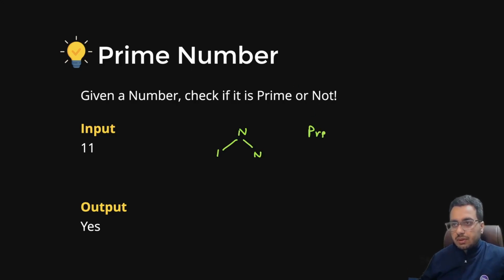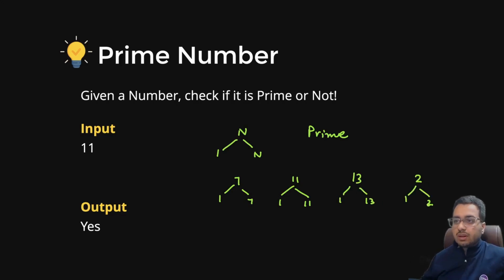is a prime number. A few examples of prime numbers. For example, 7. Only 1 and 7 divide 7. The number 11, only 1 and 11 divide the number 11. Or talk about a number like 13. Only 1 and 13 divide this number. 2, only 1 and 2 divide 2. So all of these numbers are prime numbers.